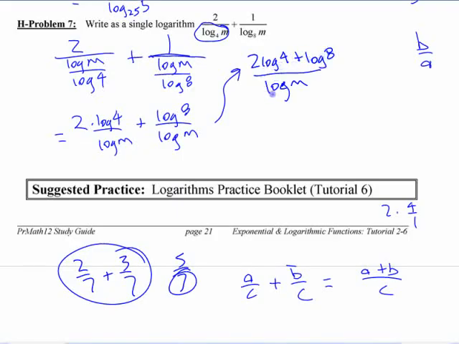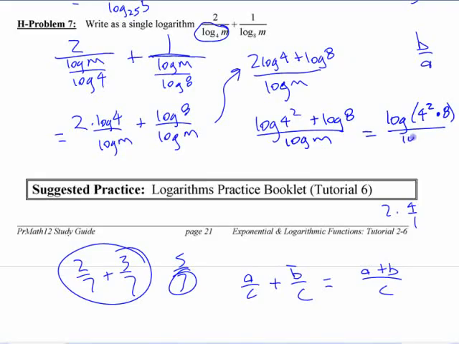You could change this 2 log 4. What could you change that to? Log of 4 squared, or log of 16. Log m. So what is this? Log of 4 squared plus log 8. It's 16 times 8. Log of, I'll write it like that first. 4 squared times 8 over log m. What is that? What is 16 times 8? 128.